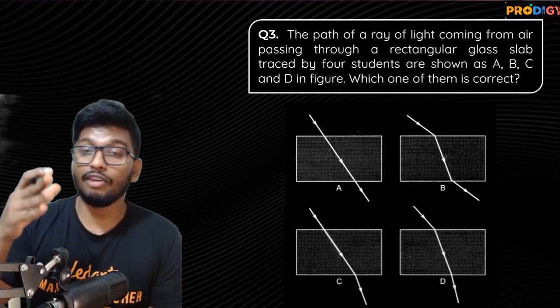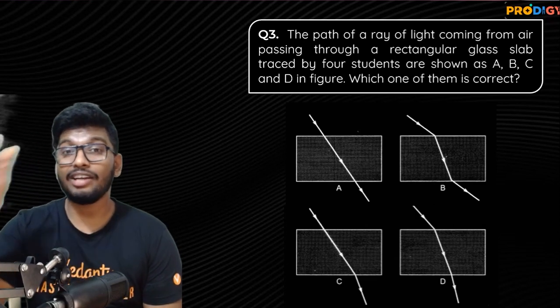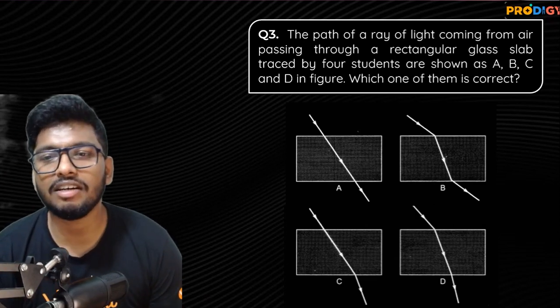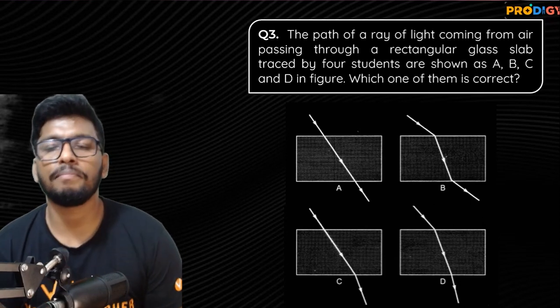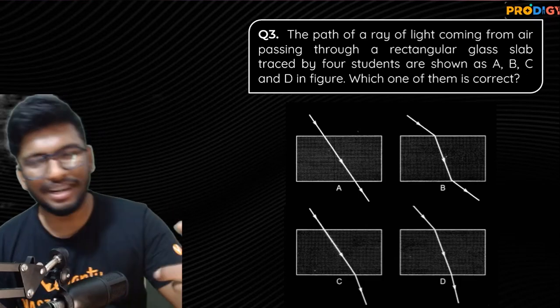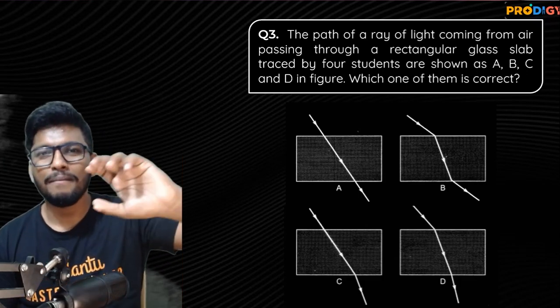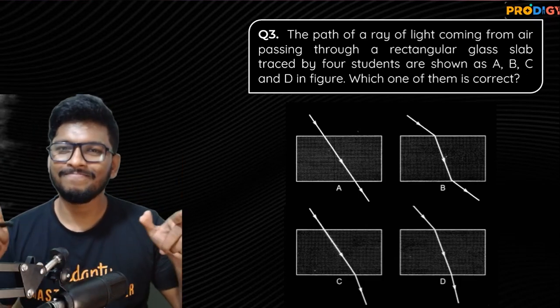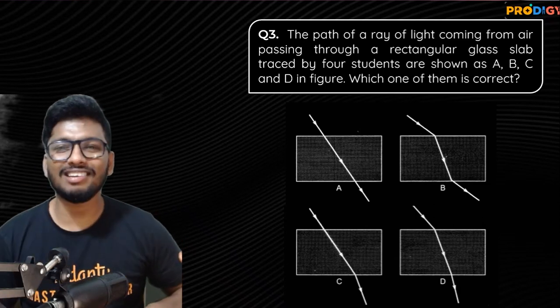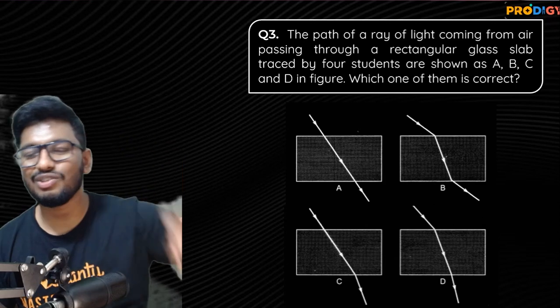A ray of light is coming from air to glass, so it's a glass slab. Which of these do you think would be the right or correct path of the ray of light? A, B, C, or D? Super easy question, guys. I'm pretty sure you would have figured it out. But all those who are still confused, I've already done it. Go through the video if you have to. But let me give you the answer in 5, 4, 3, 2, 1.